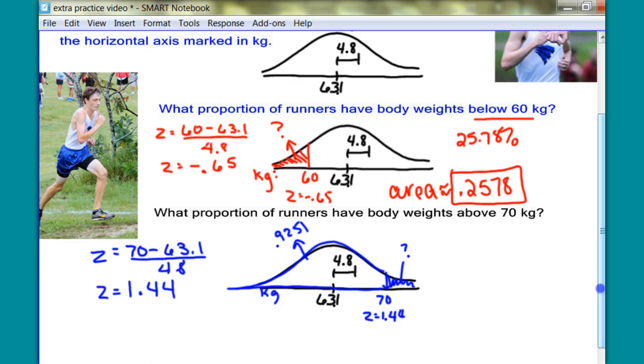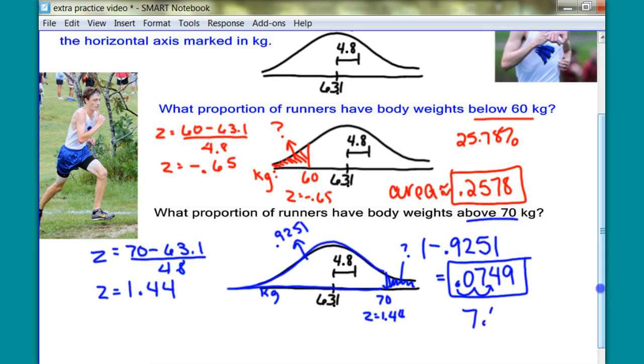That means to get over here above 70 kilograms, I've got to go 1 minus 0.9251 because the area under that curve adds up to 1. So I have 0.0749. That's the proportion. If you prefer to write that as a percent, take that, move it over 2 places, 7.49%, and we're good.